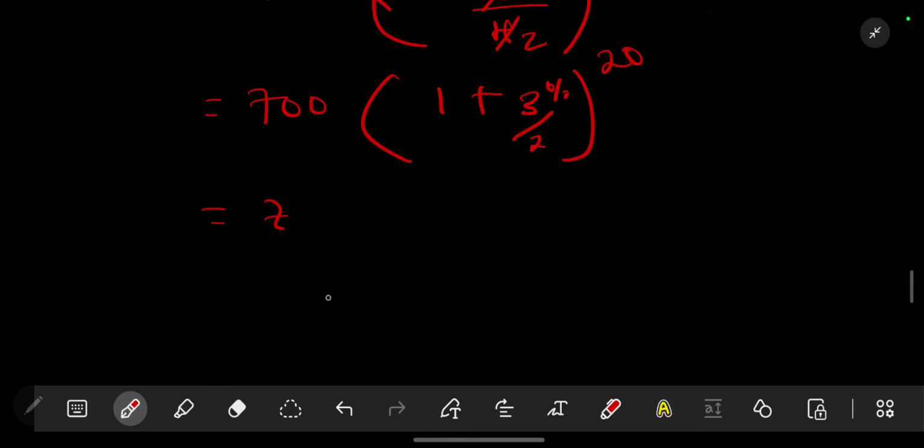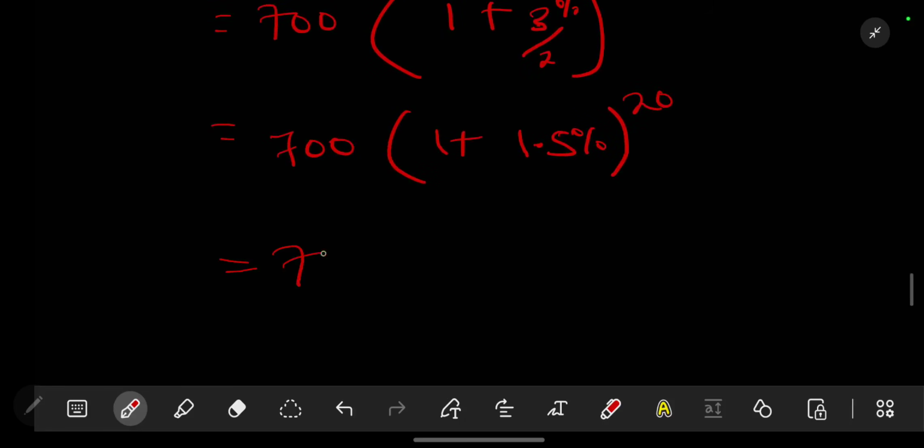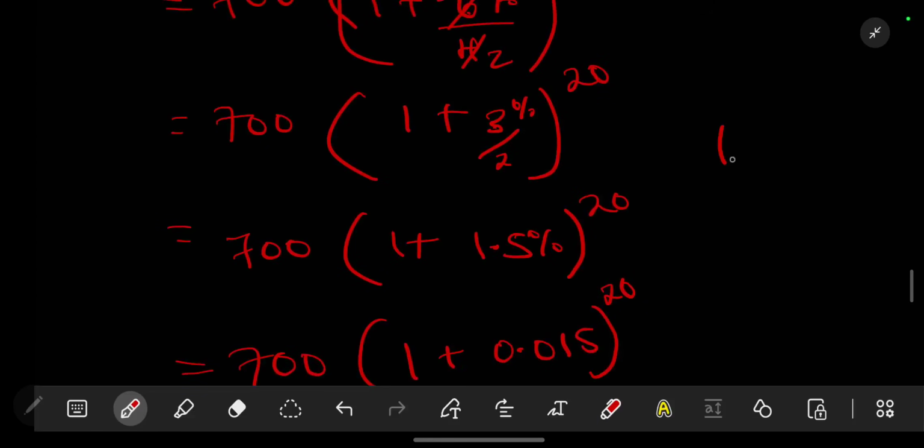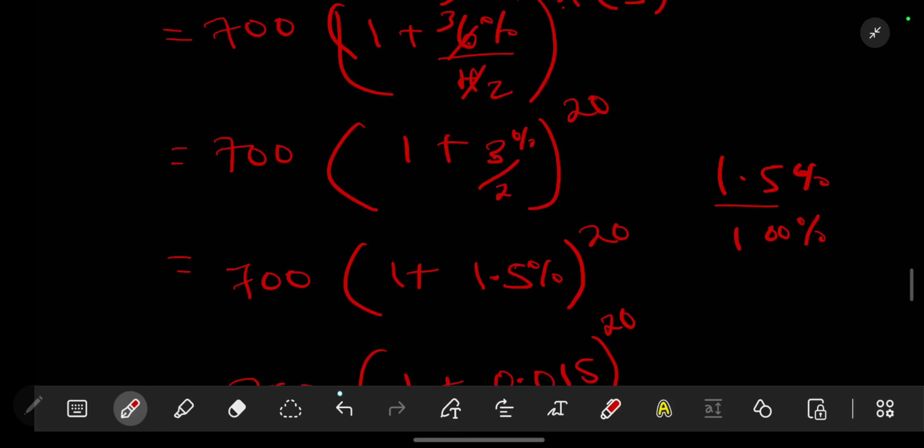So this gives us 700 times 1 plus, 3 over 2 is the same as 1.5%, to the power 20. This percentage is the same as 0.015, then to the power 20. How am I able to do this? 1.5% over 100%, let me remove the percentages since they will cancel.